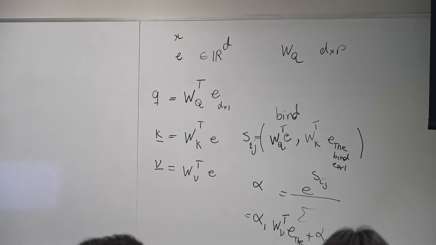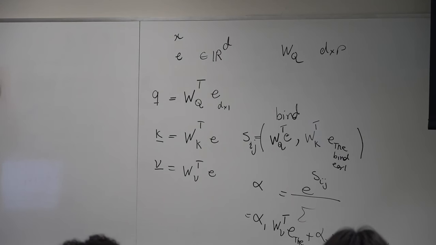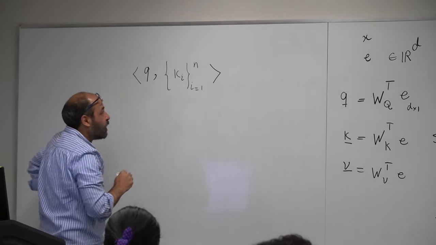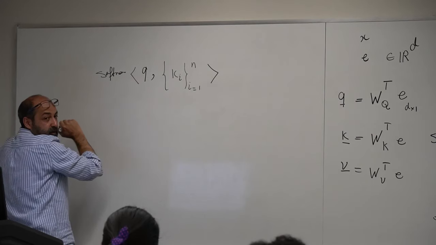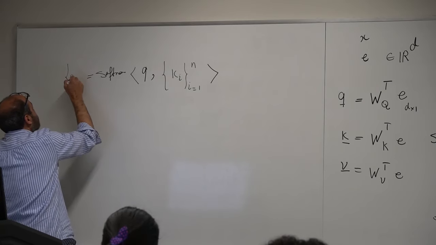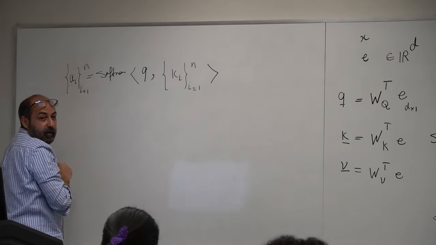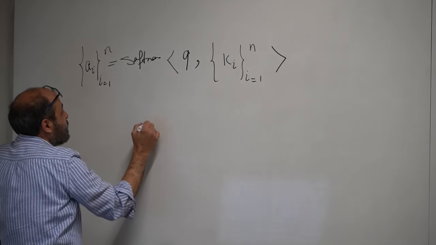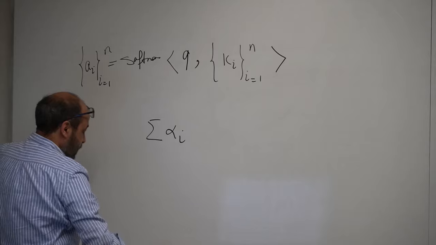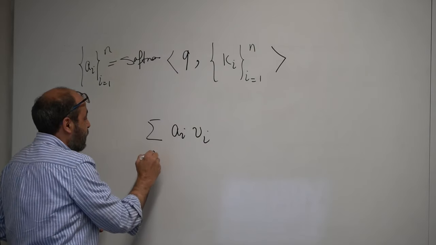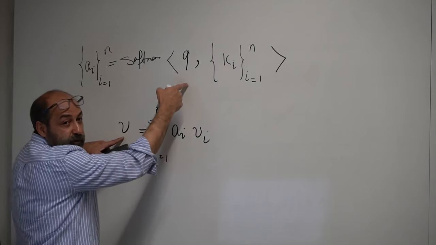You have a query, right? The query should be compared with all keys. Suppose that we do it through dot product, and then we compute softmax, and it gives us some coefficients, n coefficients. My new value for this query would be the summation of alpha_i times v_i, i equals 1 to n. That's my new value for the query.